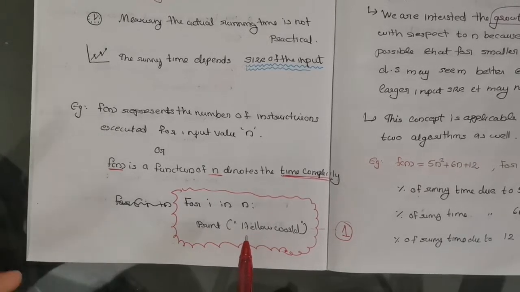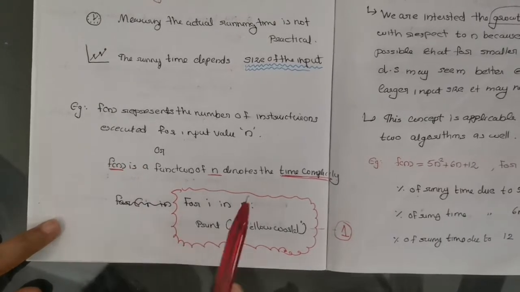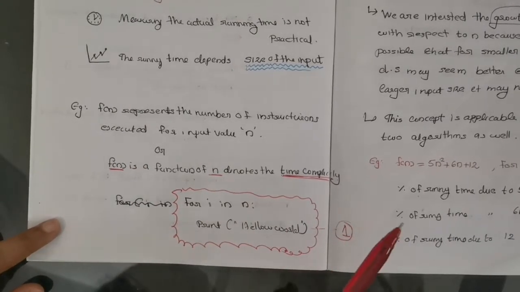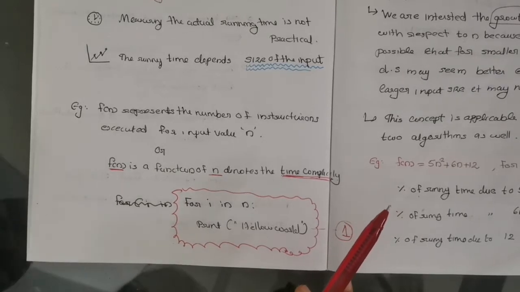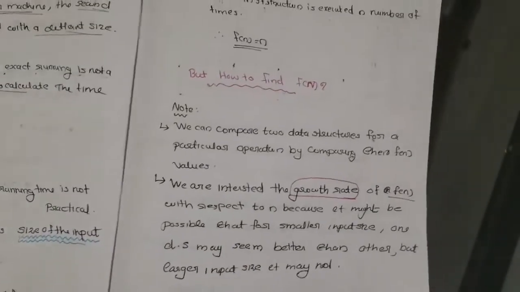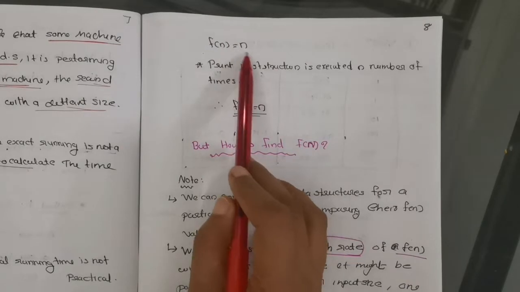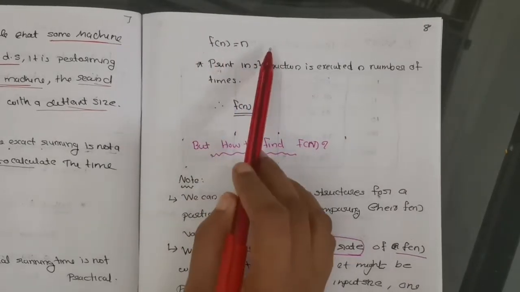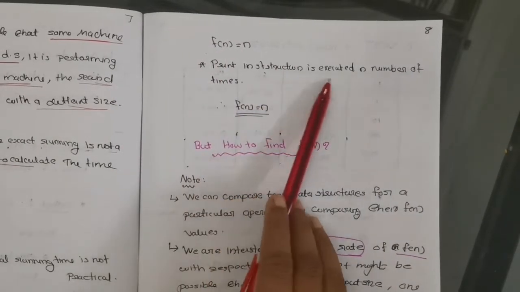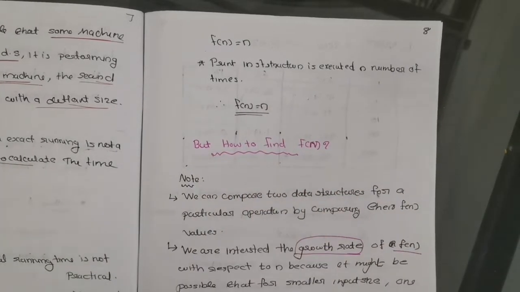So the time is increasing, so the function f of n is increasing. That means time complexity is also increasing. Time complexity means how much time it will take. So here you can see that f of n equal to n, that means that loop will execute n times. The print instruction executes n number of times, so f of n equal to n.